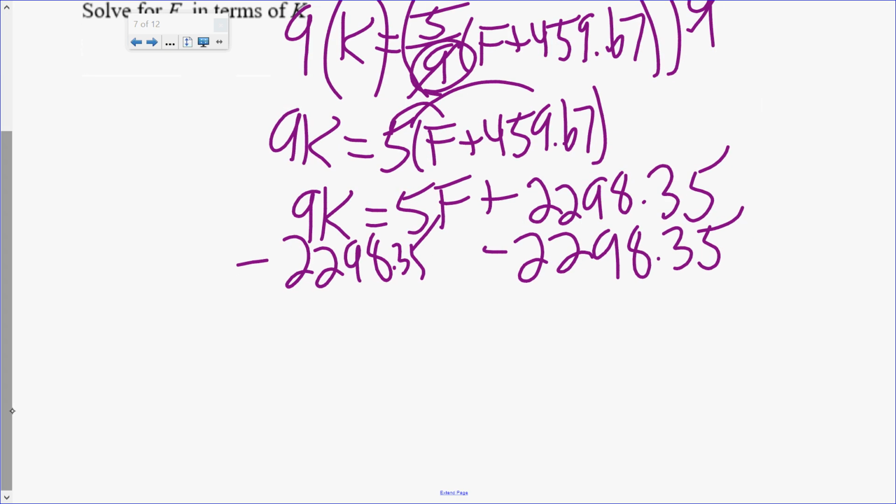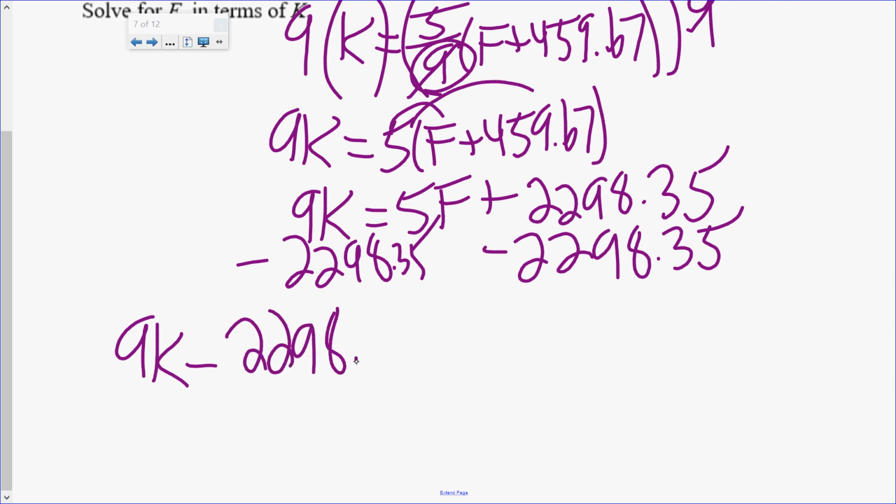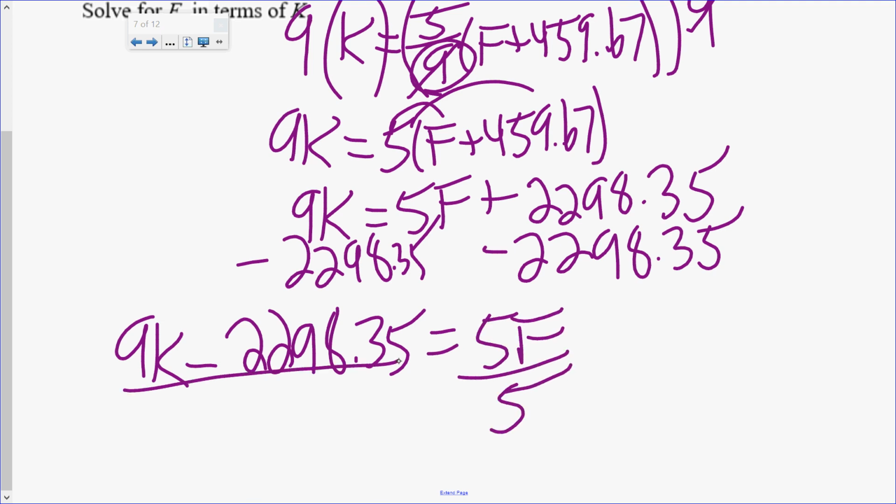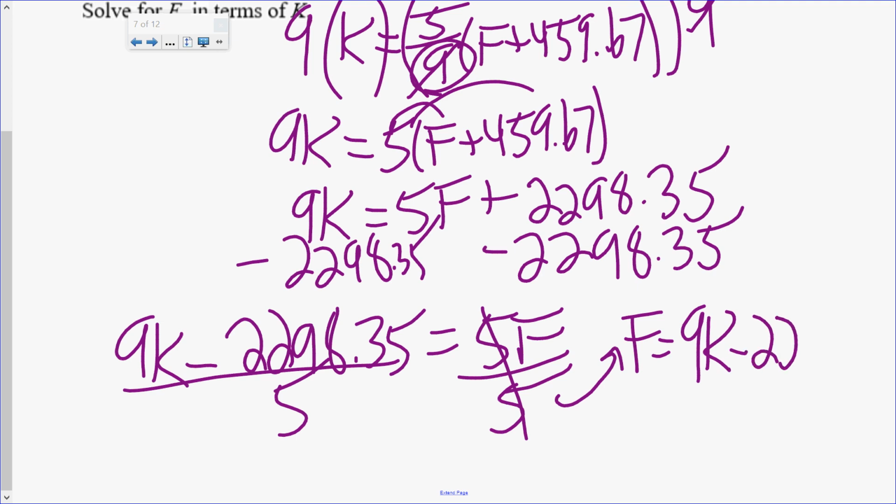I can't combine 9k and 2298.35, so it's 9k minus 2298.35 equals 5f. Divide last. I can't divide them, so my answer is f equals 9k minus 2298.35 over 5. And that's it.